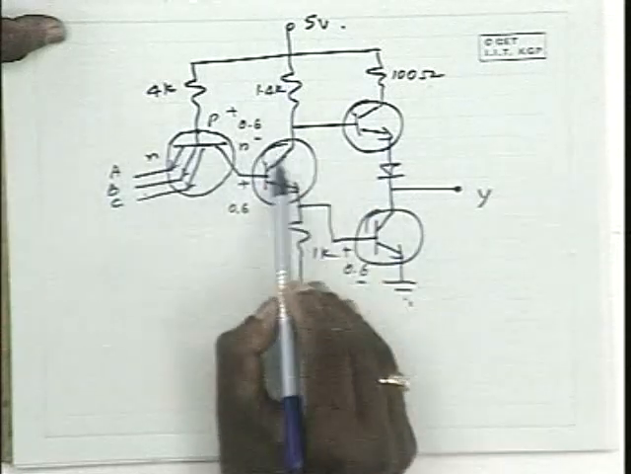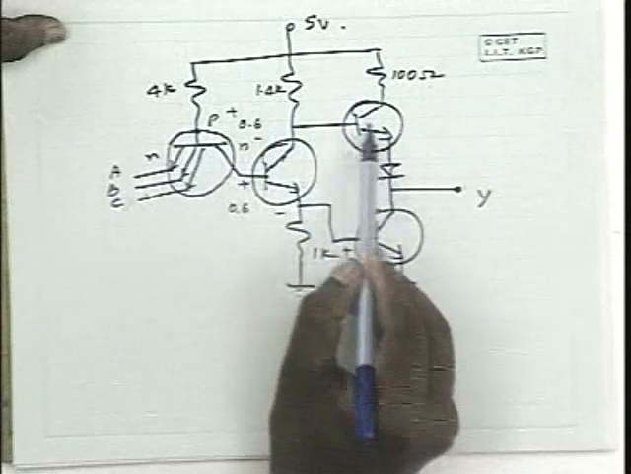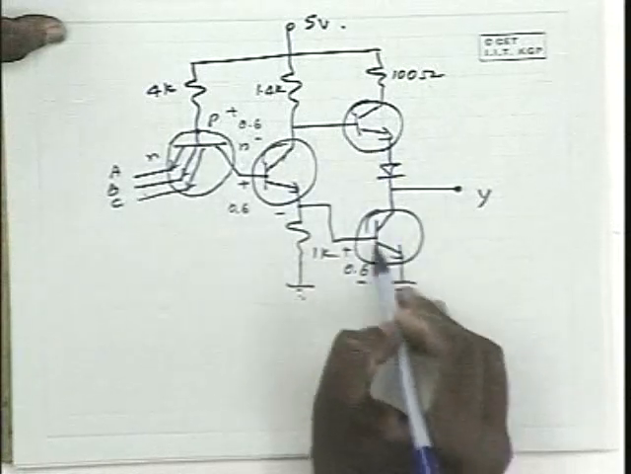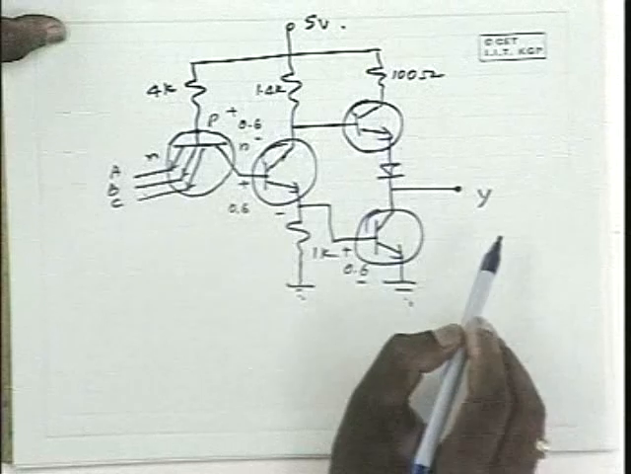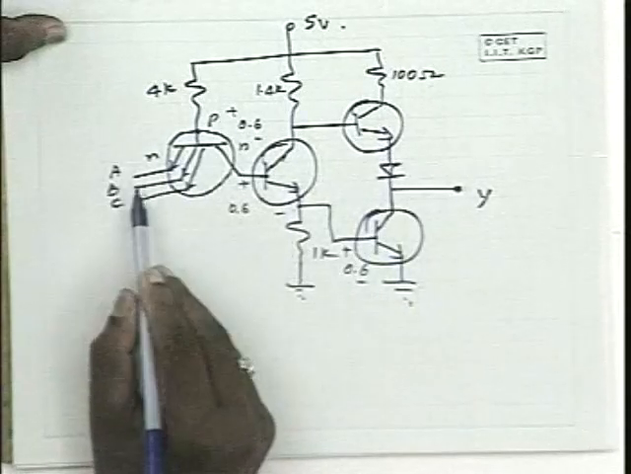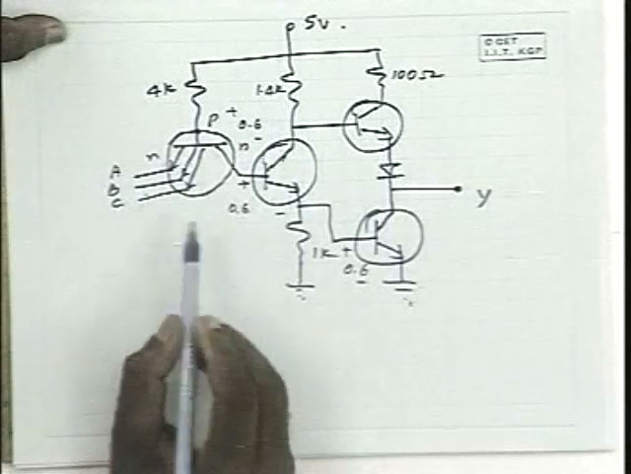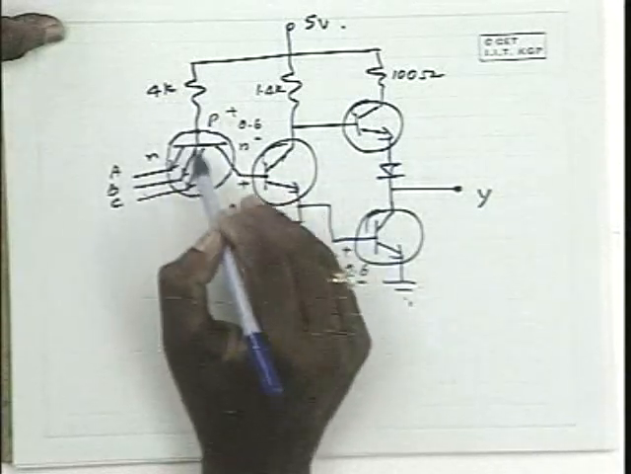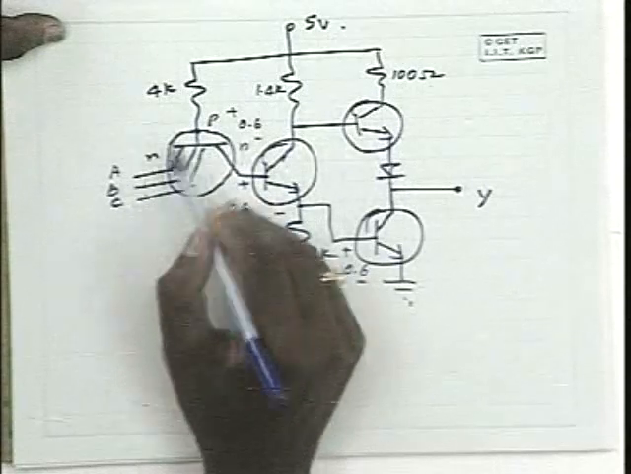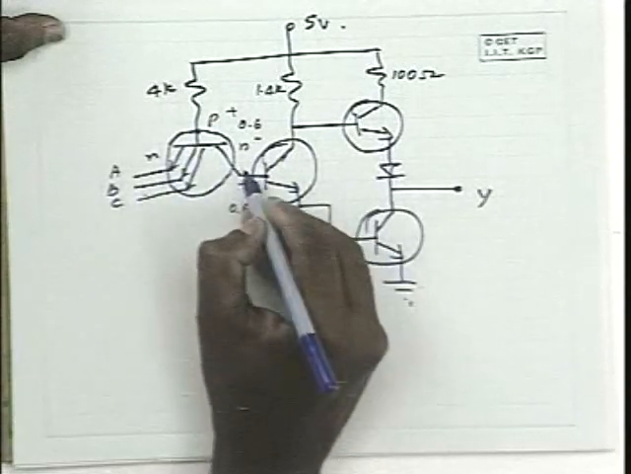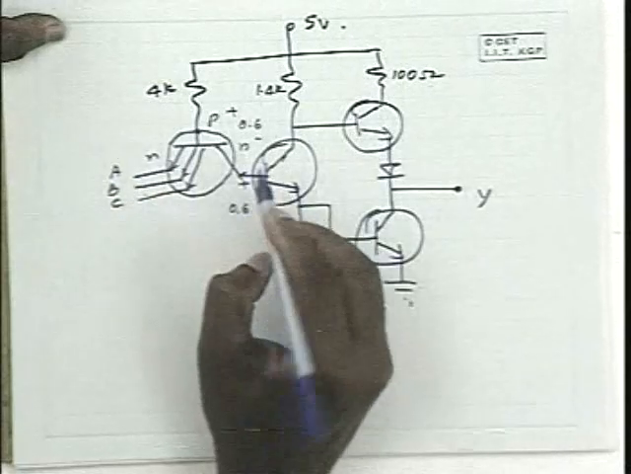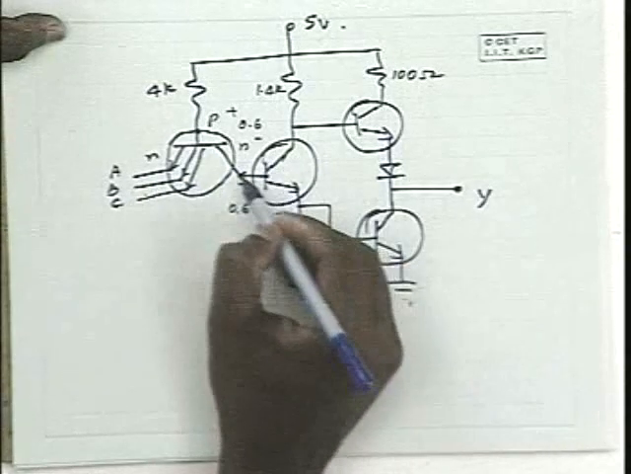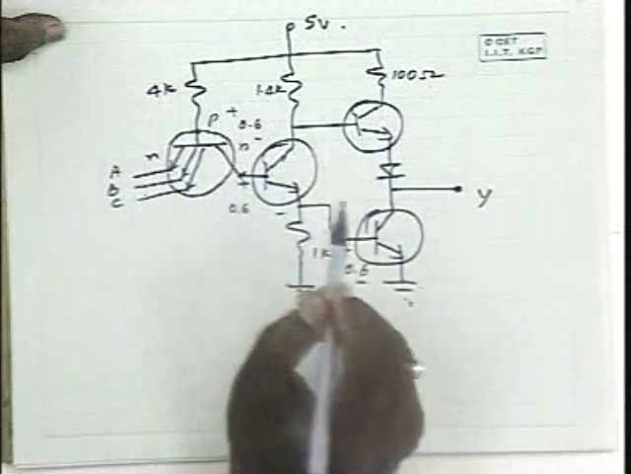Now, because of this voltage drop here, this transistor is off, like in the previous case, and hence this one acts like a high impedance load, and this one is on, and the output is logic level low. And when any one or more of the inputs are at ground potential, this transistor turns on, and when this transistor turns on, it tries to draw current out of this transistor. It tries to draw a collector current out of this transistor. Its collector current is equal to the base current of this transistor with opposite sign.